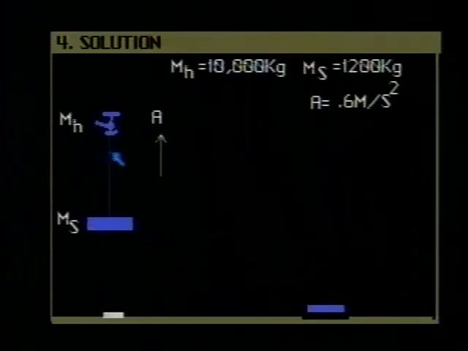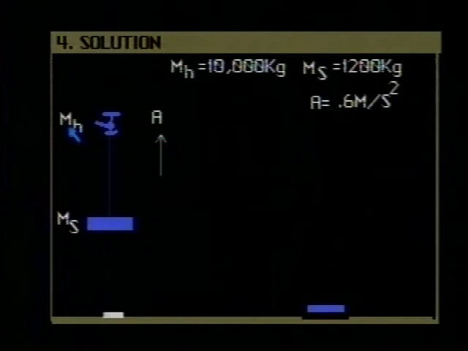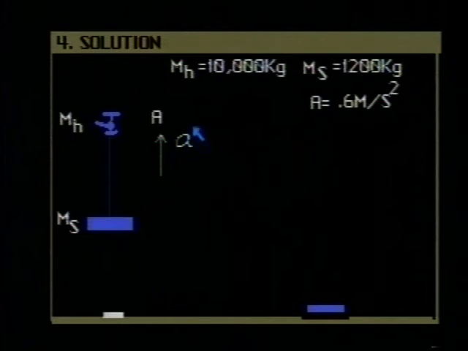Here is our all-important figure. M sub h represents the mass of the helicopter. It has a value of 10,000 kilograms. M sub s represents the mass of the steel girder. It has a value of 1,200 kilograms. Both helicopter and steel girder have an upward acceleration of 0.6 meters per second per second. In part A, we are asked to find the tension in the cable.